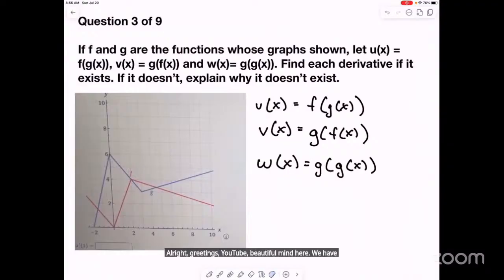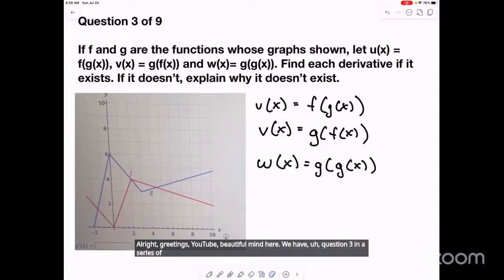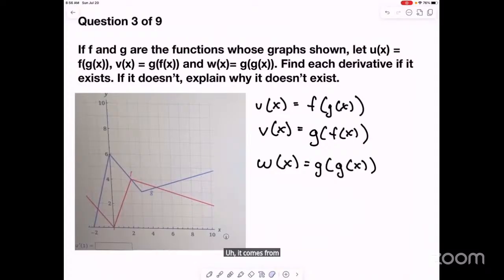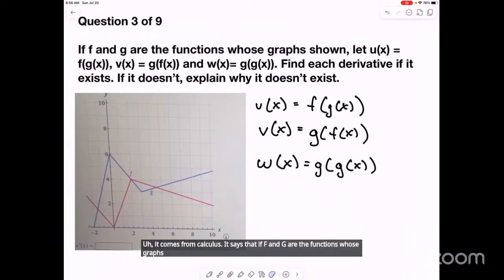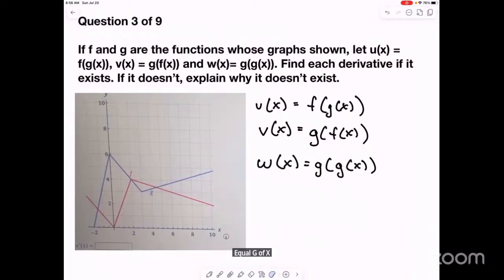We have question 3 in a series of 9. It comes from calculus. It says that if f and g are the functions whose graphs are shown, let u of x equal f of g of x, v of x equal g of f of x, and w of x equal g of x. Find each derivative if it exists. If it doesn't, explain why it doesn't exist.